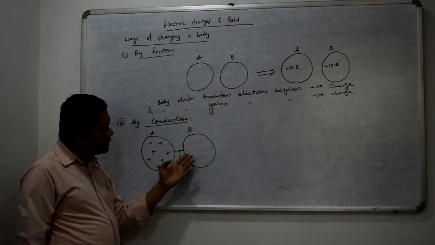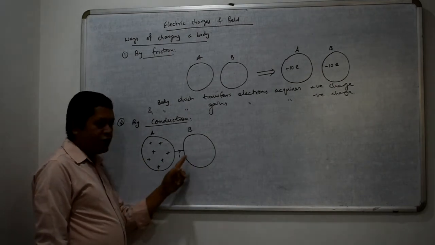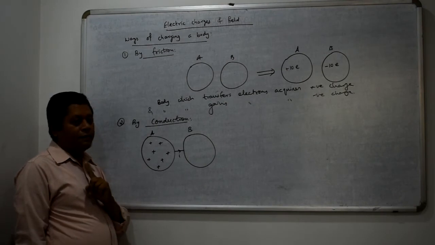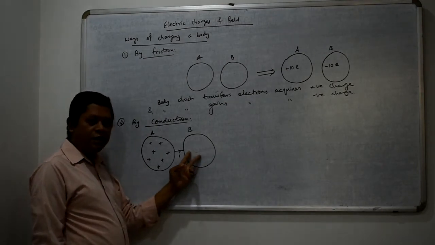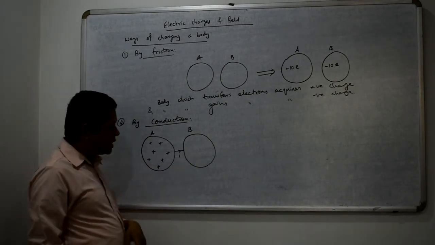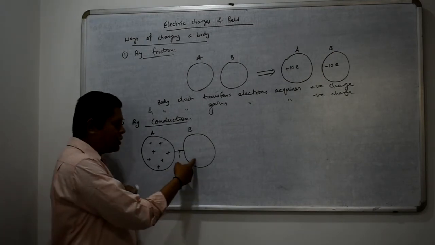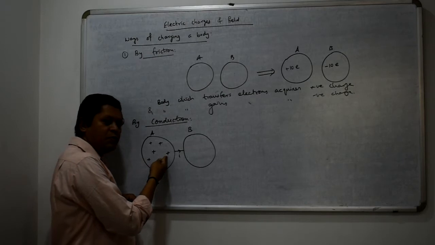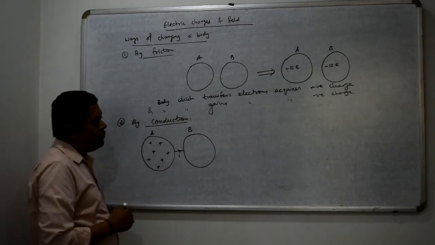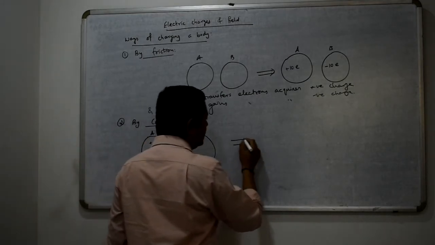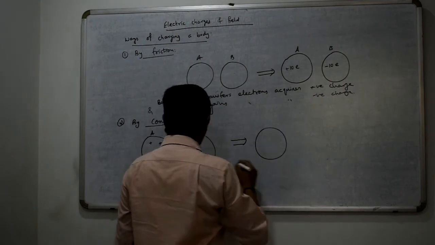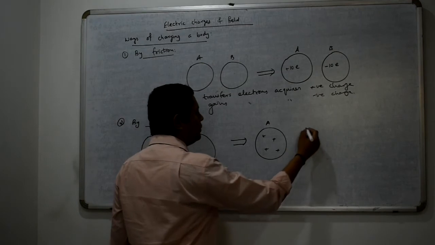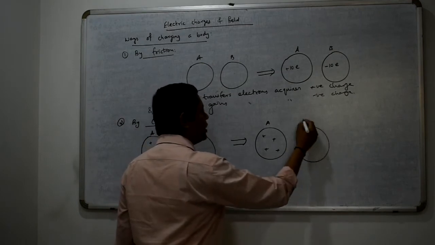Now you will say, where is the electron here in body B? Body B is neutral, but neutral doesn't mean that it has no charge. It has as many positive charges as there are negative charges. So from body B, if one electron comes to body A, it will neutralize this positive ion. So after some time, body A and body B both will have equal potential.